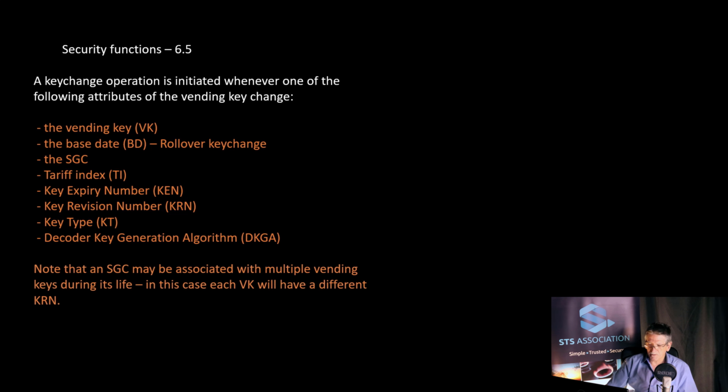Also note that a supply group code may be associated with multiple vending keys during its lifetime. In this case, each vending key will have a different key revision number, and the key revision number can go from 1 to 9. So you're allowed to have up to 9 revisions of a vending key, all belonging to the same supply group code.